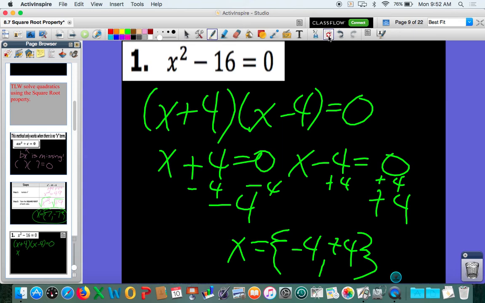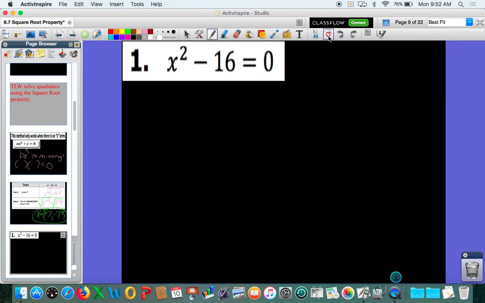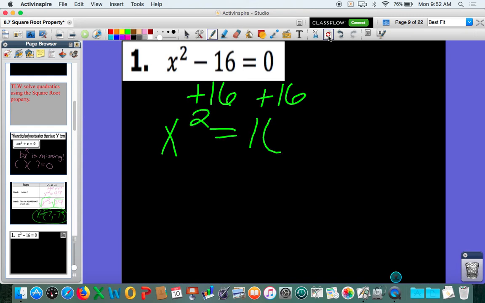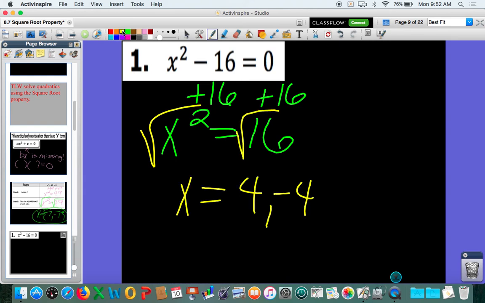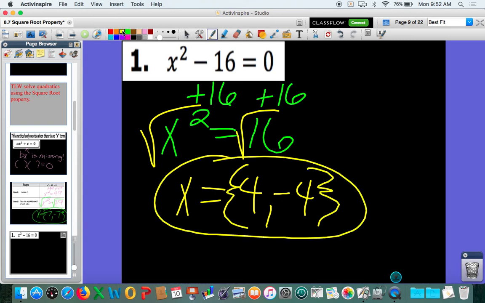So now, instead of doing all of that, we're just going to isolate x squared. So I'm going to instead add 16 to both sides. I'm going to get x squared equals 16. When I take the square root of that, I get x is equal to 4 and negative 4. I get the exact same answer I got the other way. This is just a quicker method.